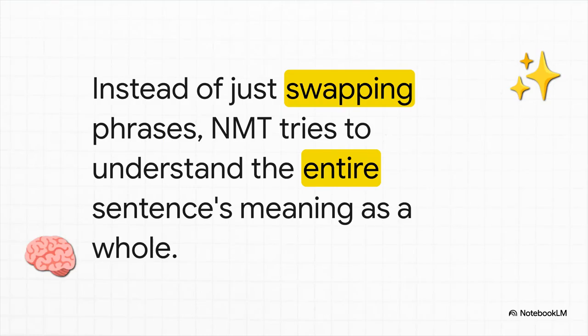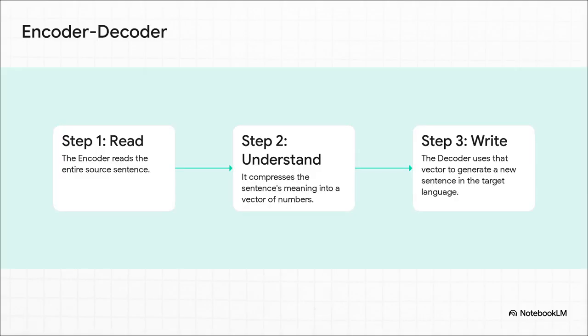And that's where the real game changer comes in: neural machine translation, or NMT. See, NMT doesn't just swap words. It actually tries to understand the entire meaning of a sentence as a whole, and then it generates a completely new sentence from scratch to express that same idea. It's a huge shift. We're going from just matching phrases to actually trying to grasp the meaning. So how in the world does that actually work?